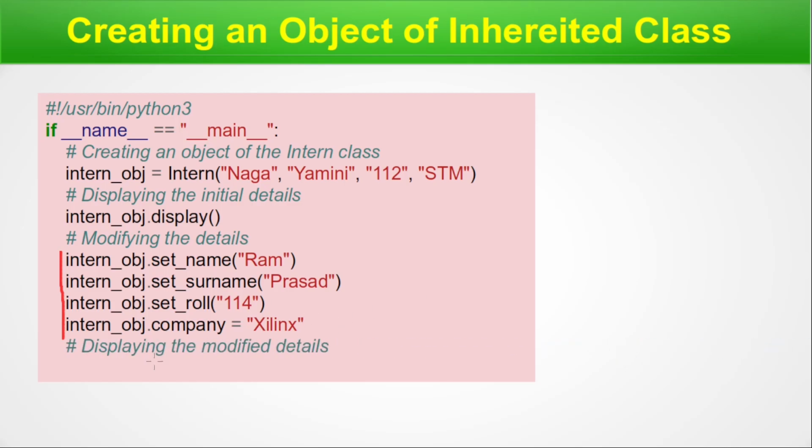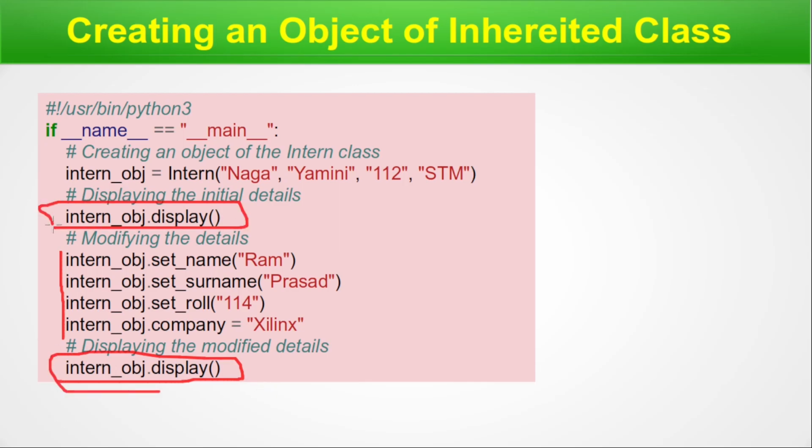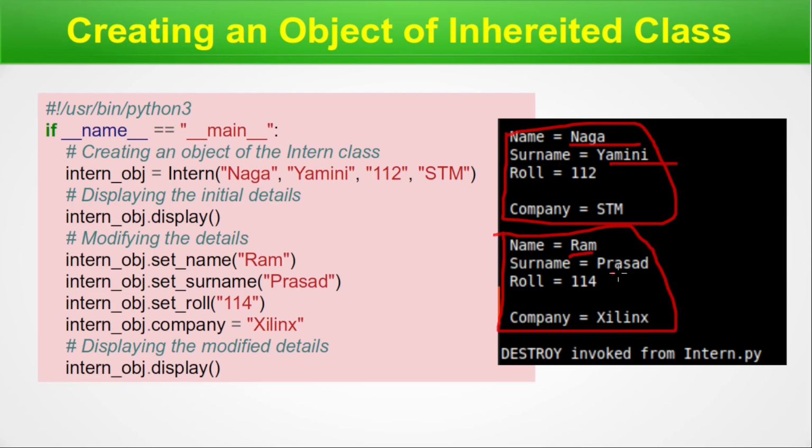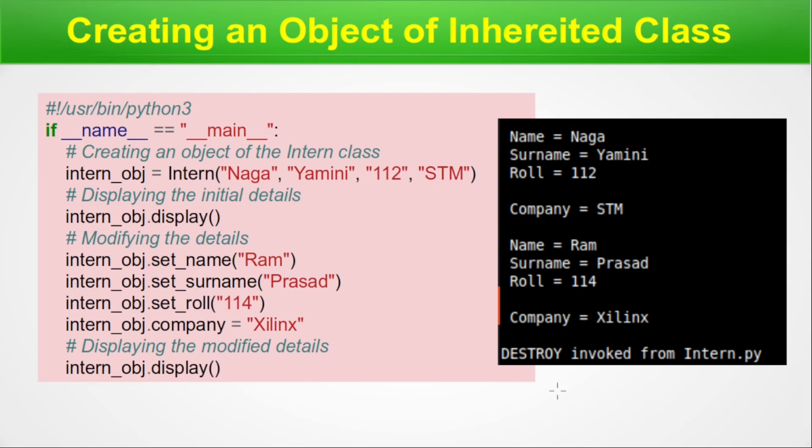And here displaying the modified details, call the display method. So here the display method is called first time when all this data has been given as the input, and after this modification again this display has been invoked. Once we run this code, first we can see that this was the first set of data, and this is the modified set of data. So you can see that this has changed to this, and this has changed to this, and also this has changed to this. So we can operate very easily in a very similar fashion.